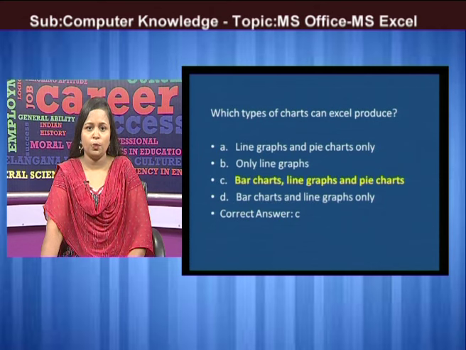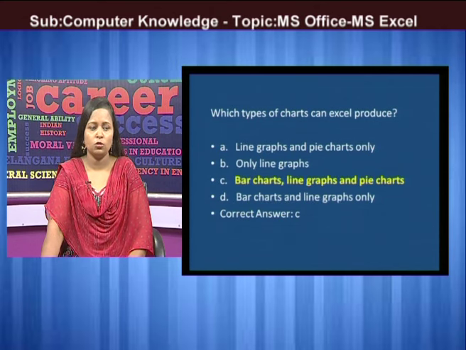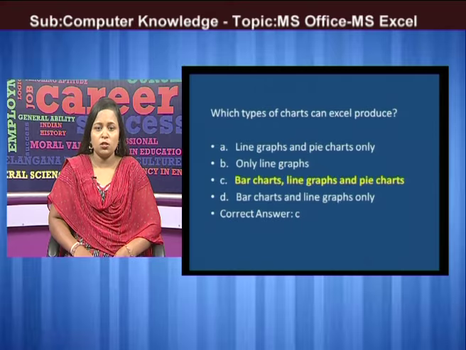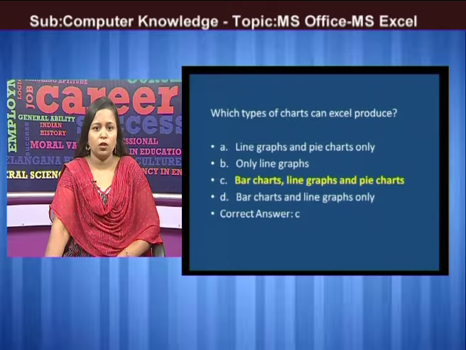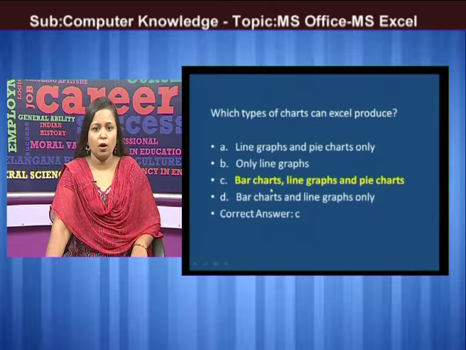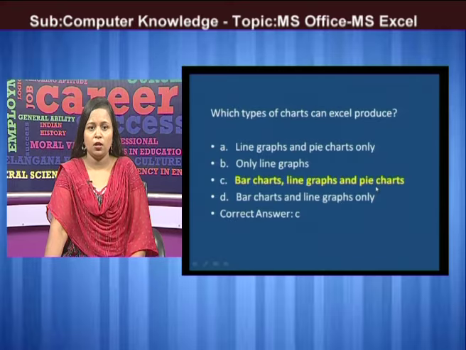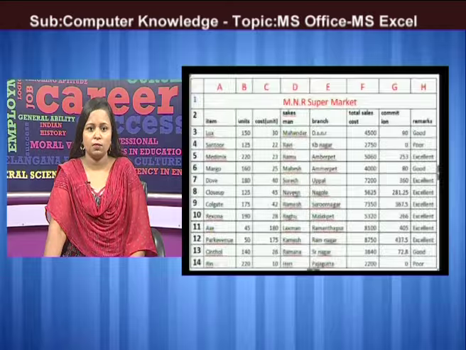Next, which types of charts can Excel produce? Bar charts, line charts and pie charts, different types of charts Excel can produce. So, we have to click the answer for bar charts, line charts and graphs, pie charts. These are the correct answer for C.